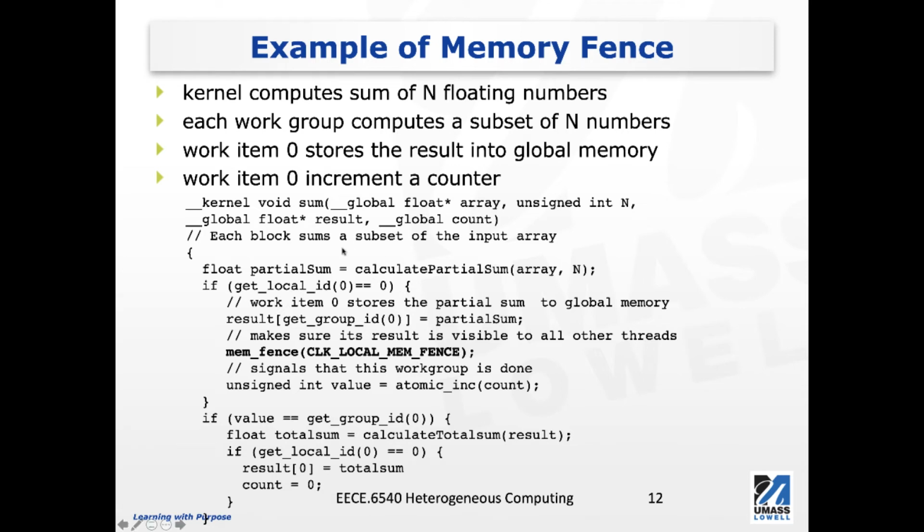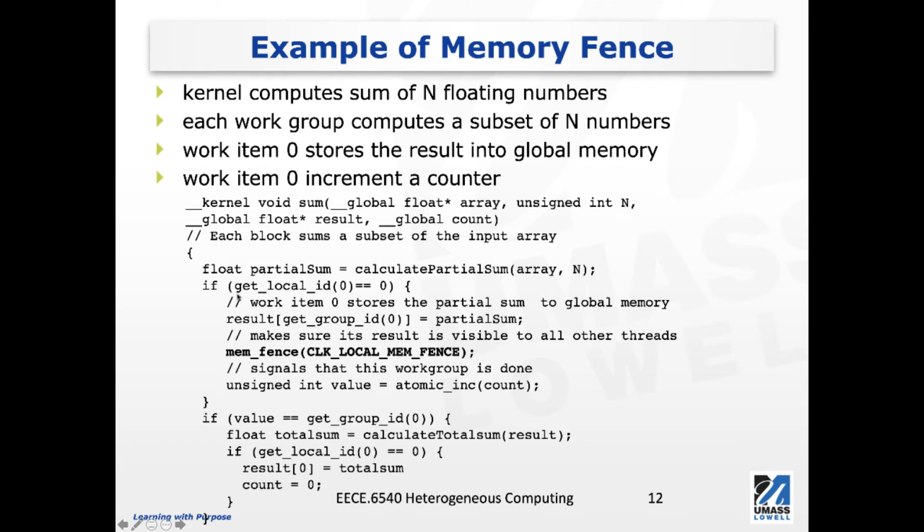Let's say the kernel function is called sum. It takes several arguments. Array and result are the input data and output buffer respectively, and we have n to determine the number of floating point numbers we need to perform the sum operation, and this count is the counter that will record how many of them have completed. The first statement, partial sum equals calculate partial sum array n. Let's assume that this calls another function to perform the summation operation on a subset of the n array.